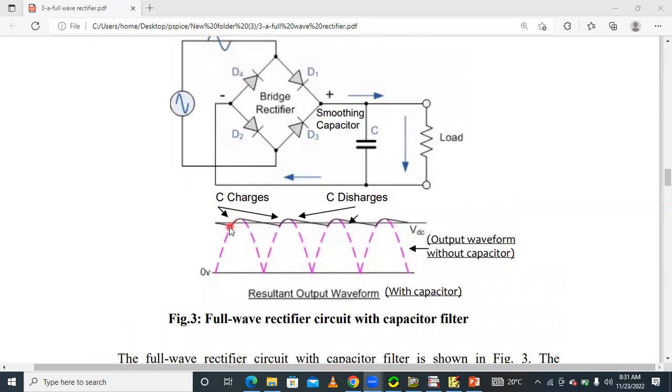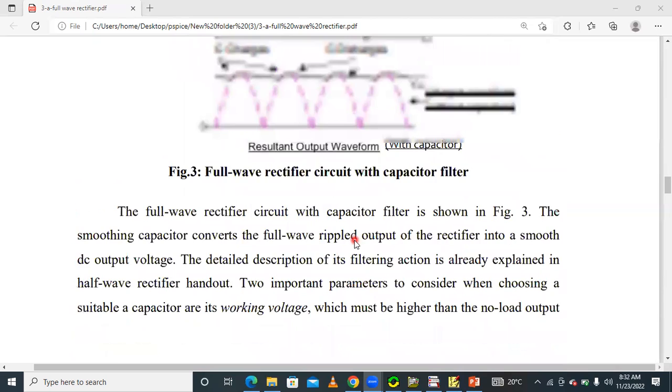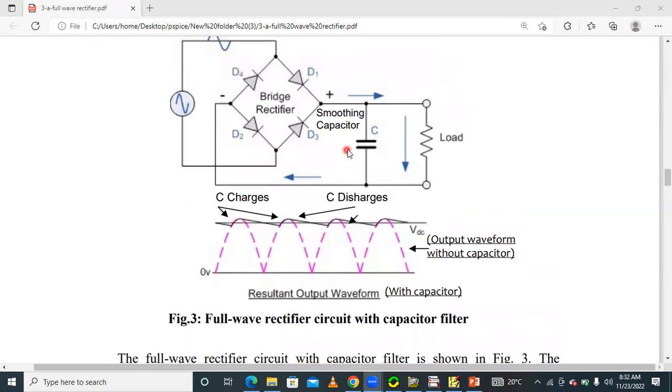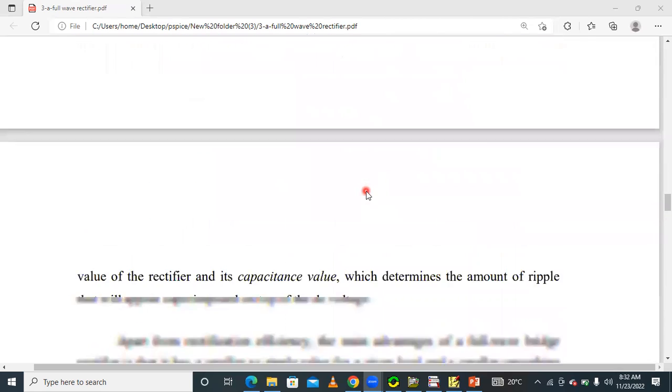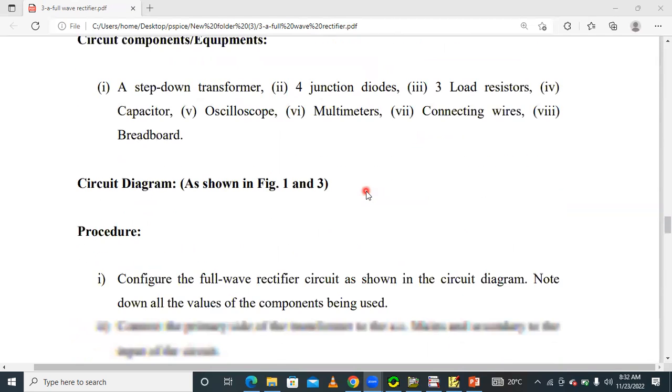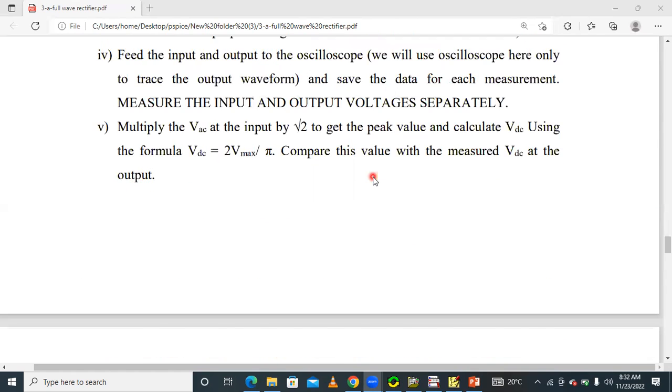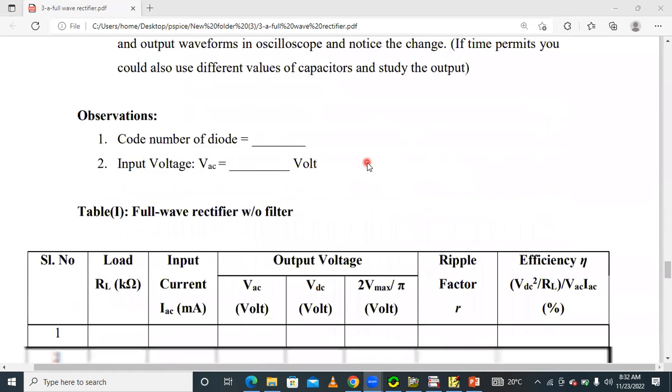Here in this region the capacitor charges, and then next it discharges, charging, discharging, like this. The capacitor does not allow sudden changes in voltage, that is, ripples. In this way the capacitor controls the ripples. By using the filter, we reduce the ripples. The ripple factor is less with the capacitor.